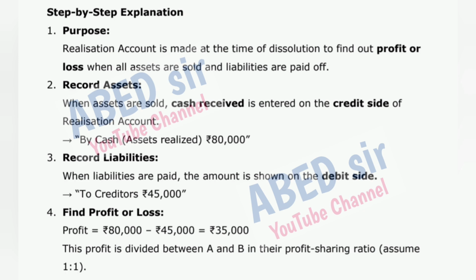2. Record assets. When assets are sold, cash received is entered on the credit side of realization account. By cash, assets realized 80,000 rupees. 3. Record liabilities. When liabilities are paid, the amount is shown on the debit side. To creditors 45,000 rupees. 4. Find profit or loss. Profit is equal to 80,000 rupees minus 45,000 rupees, which is 35,000 rupees. This profit is divided between A and B in their profit sharing ratio, assume 1:1.